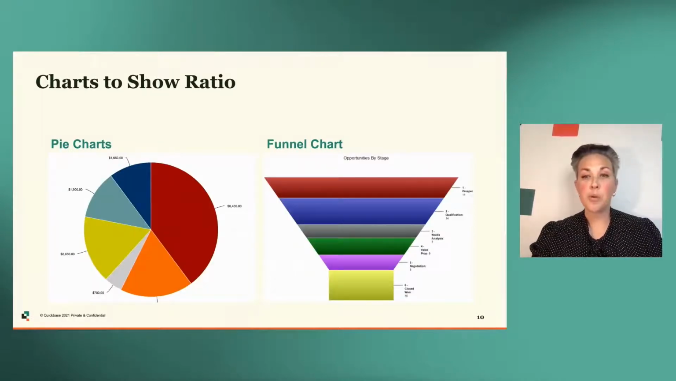If you want to show proportions, a pie chart would be the best chart to use. A funnel chart can display progress through any process, such as a project development cycle or sales pipeline. This particular funnel chart shows opportunities by stage, from prospecting to a closed or won status.